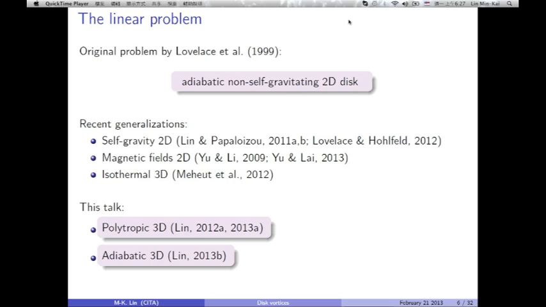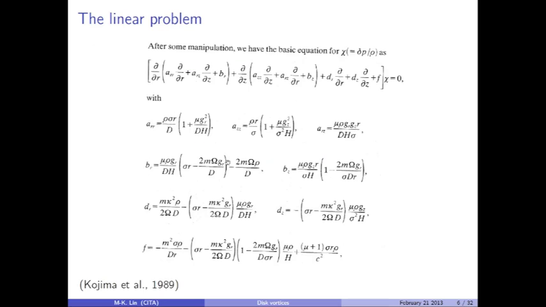There's been a couple of generalizations to this framework. For example, self-gravity has been added, magnetic fields have been added, and three-dimensionality has been added as well. Now in this video, I want to extend those three-dimensional results, first of all, to thermally stratified disks, so I'm going to use polytropes for that. And then in the second part, I want to extend it to adiabatic three-dimensional disks. So the adiabatic 3D would be a more direct extension of the original calculations to full 3D.